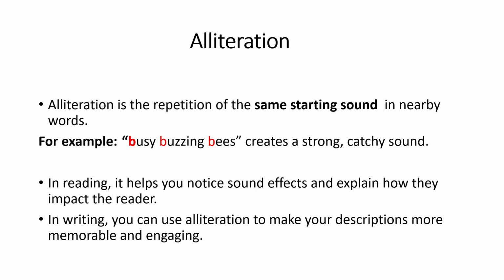Alliteration is the repetition of the same starting sound in nearby words. For example, busy buzzing bees creates a strong catchy sound. In reading, it helps you notice sound effects and explain how they impact the reader. In writing, you can use alliteration to make your descriptions more memorable and engaging.